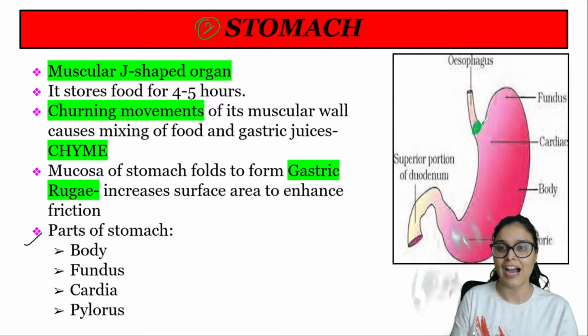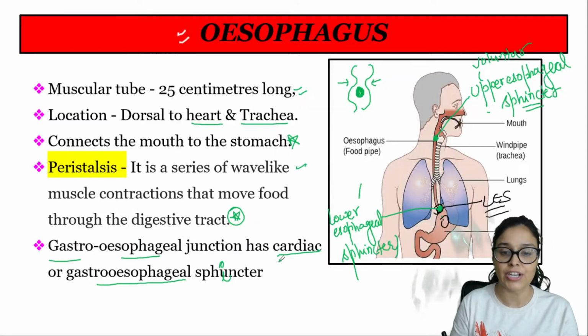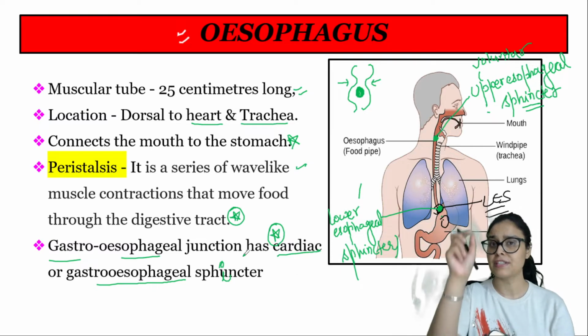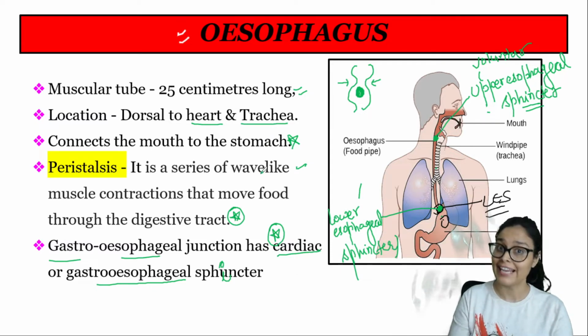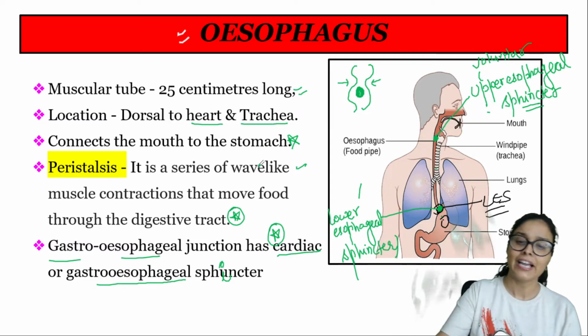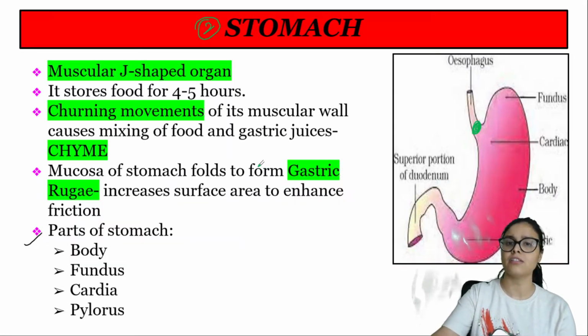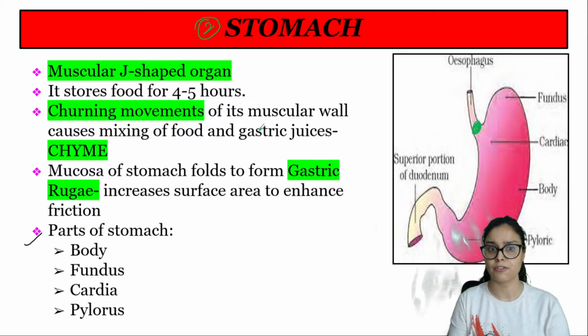Obviously here we are having cardiac sphincter, and बच्चा, this question they have asked in NEET: cardiac sphincter is present at the opening of which junction? Gastroesophageal junction, right? This cardiac sphincter is also known as lower esophageal sphincter, also known as gastroesophageal sphincter.